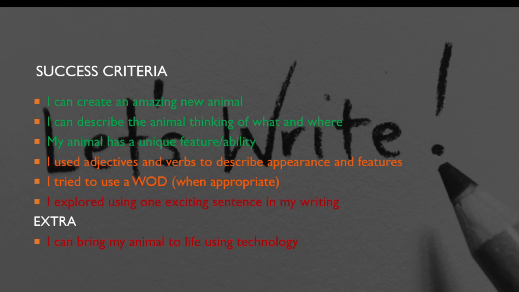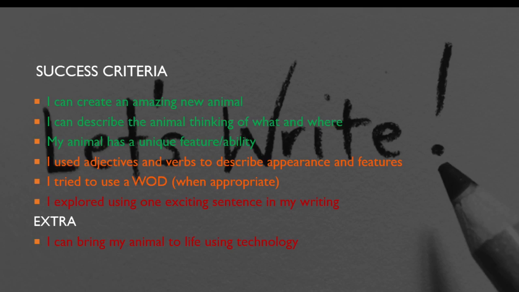So the green targets, which everybody should be able to do, is first of all create a new animal. Now you can use inspiration from animals that already exist. Hopefully you're going to see what my inspiration is when we look at that later. I need you to describe the animal, so what it looks like and where it comes from. So think about its habitat, where it lives, and what it would need to survive in that habitat.